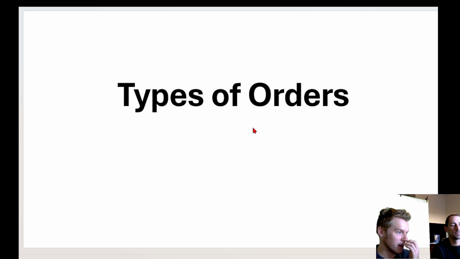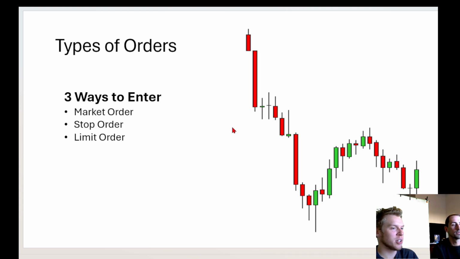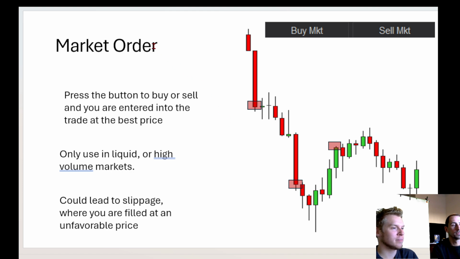So how do we actually take trades? How do we actually get in and make a trade? Well, there's three types of orders. The first is called a market order. Basically this is just like, there's a button on your screen that says buy or sell. If you click that sell button, like if you sold here, it will just find the best price and fill your order. So you're a seller, it'll find the highest price that someone's willing to pay, and you'll be filled.